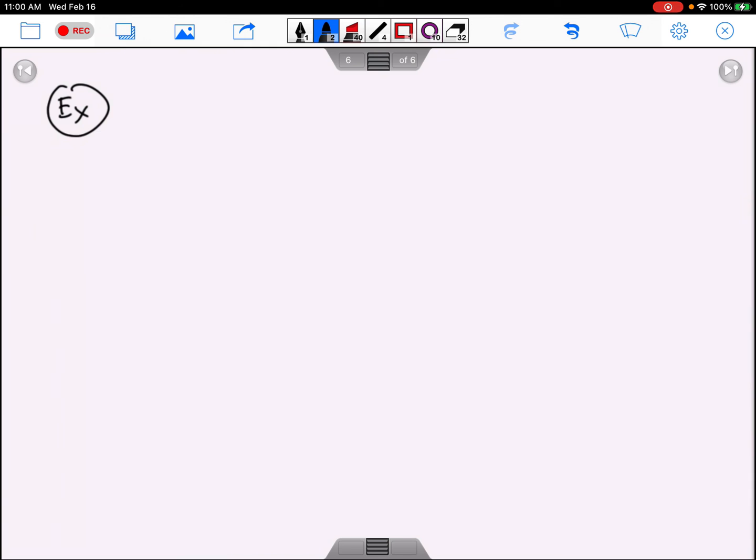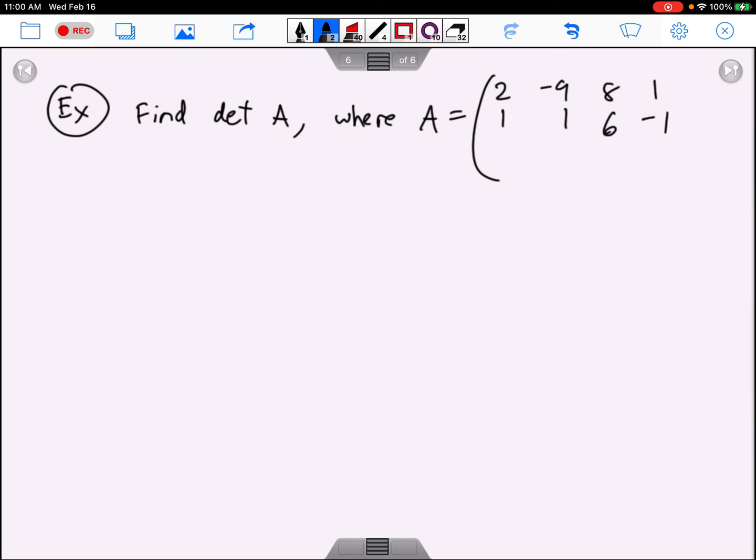Find the determinant of A, where A is equal to 2, negative 9, 8, 1, 1, 1, 6, negative 1, 6, 0, 5, 7, and negative 4, 8, negative 4, 9.